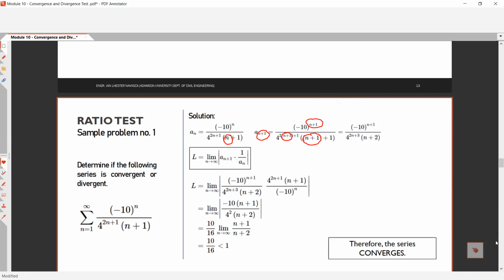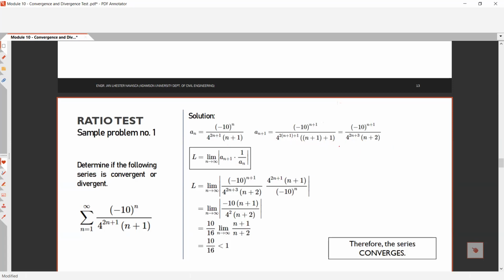So that's why this one, negative 10 raised to n, that is n plus 1, over 4 times 2 times n. So your n becomes n plus 1, multiplied by n plus 1. Okay? Then simplifying this term, negative 10 raised to n plus 1. This one is 2 times n plus 1, that is 2n plus 2 plus 1, that is 2n plus 3. Okay, n plus 1 plus 1, that is n plus 2.